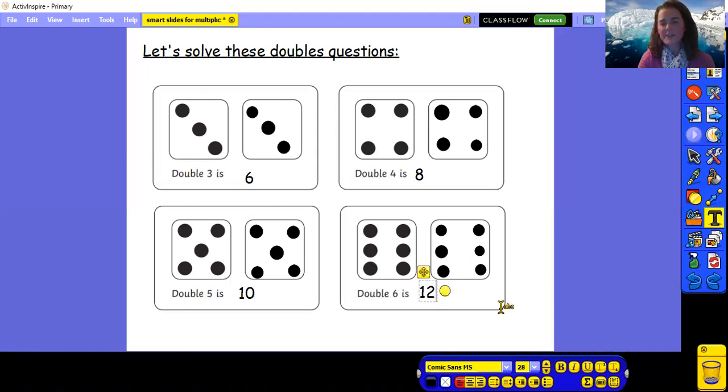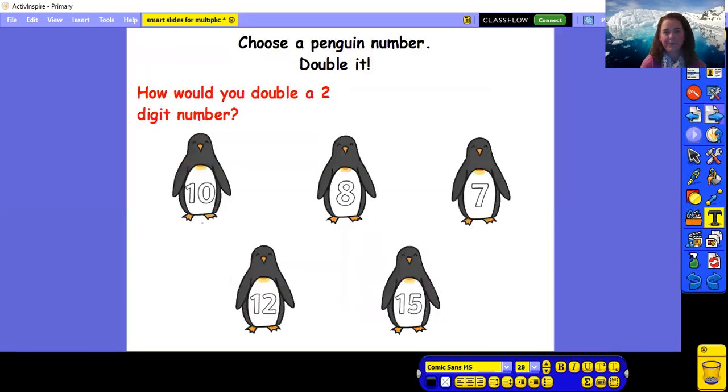And the reason we're doing doubling today is it actually links to the 2 times table, because 2 times 3, 2 lots of 3 is 6. 2 times 4, 2 lots of 4 is 8. 2 times 5, 2 lots of 5 is 10. 2 times 6, 2 lots of 6 is 12. So that links to our 2 times table, doesn't it? Okay, well done. Fantastic. Let's move on.